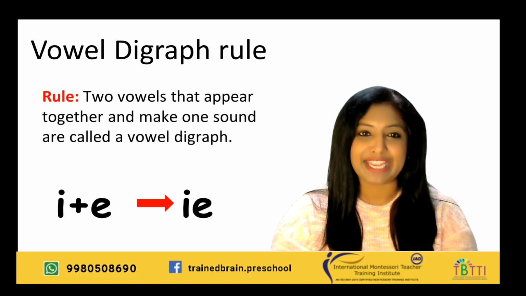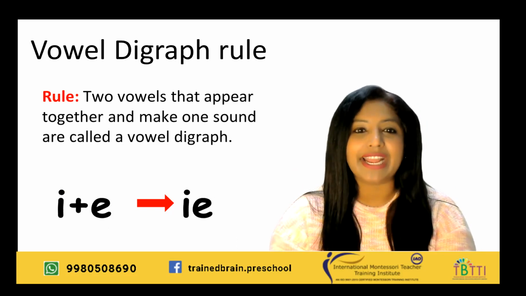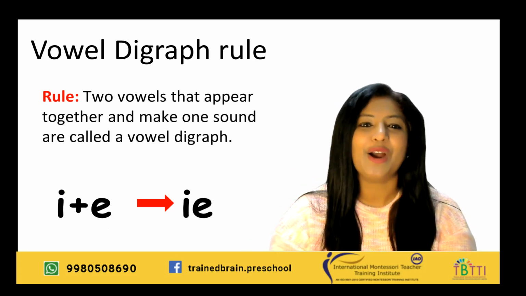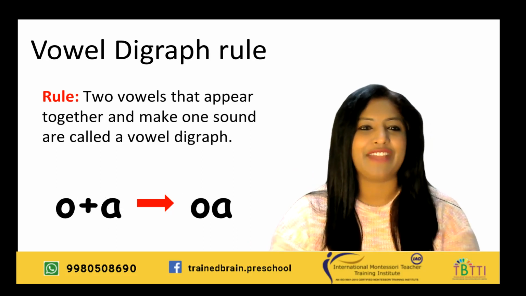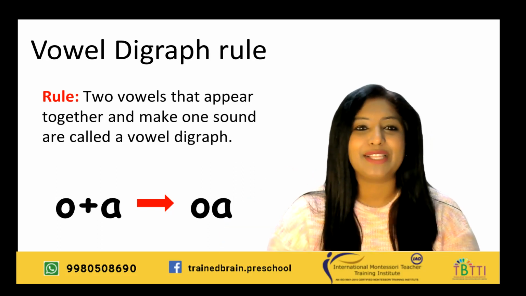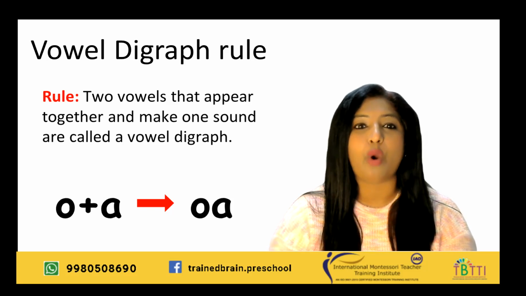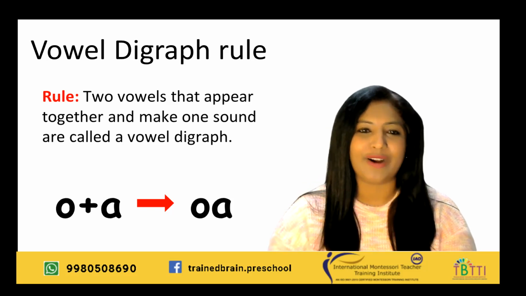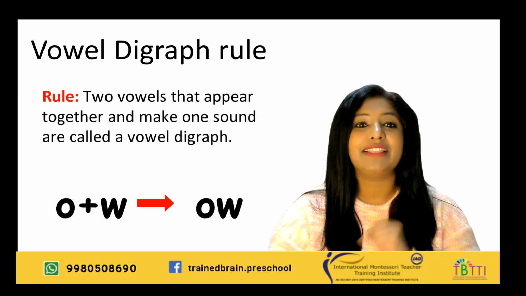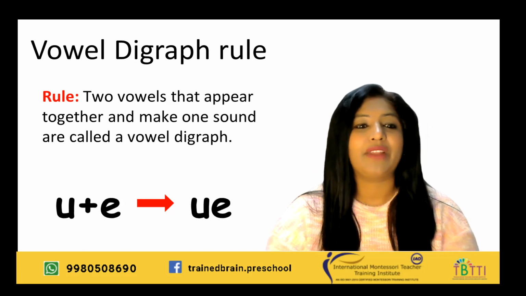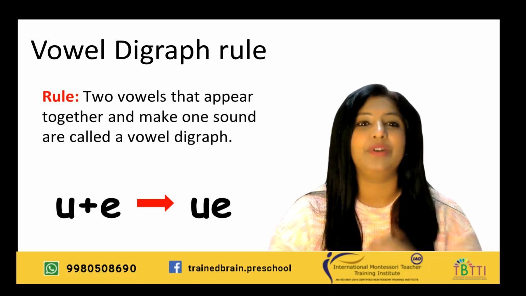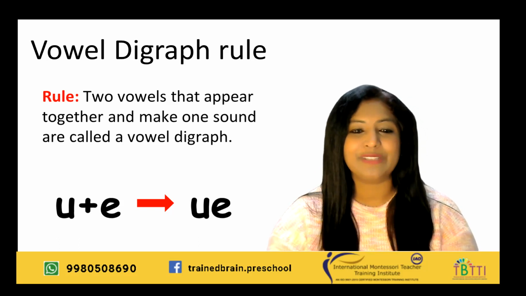When we have I and E together, they make the sound I. And I is a long sound and it is considered to be a vowel digraph. Let's see if we have some more. Yes. So when we have the vowels O and A together, they make the sound O. That is the long vowel sound and a vowel digraph. So when we have O and W together, they make the sound ow. When we have U and E together, they make the sound U. And that's our vowel digraph.